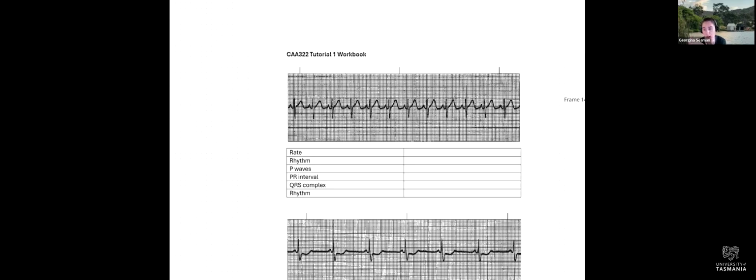Okay, so is our rhythm regular or irregular? Sorry, that says rhythm there, but it should be regular or irregular. Regular, perfect. Yep, I agree, Kate. More importantly, is the P wave regular and is the QRS wave regular? Yes. Okay, what about our PR interval?